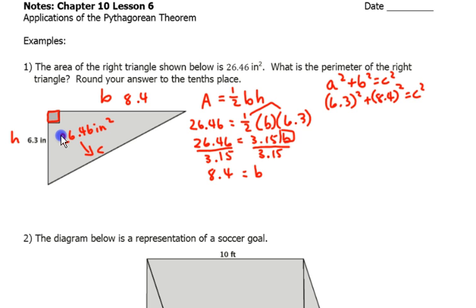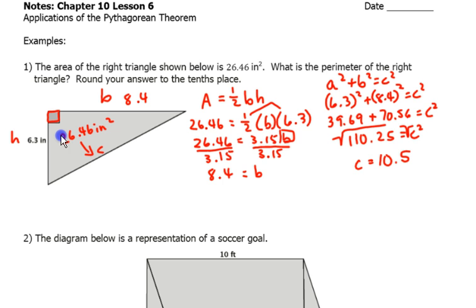6.3 squared is 39.69. 8.4 squared is 70.56. So then I add these two together. 110.25 equals C squared. I take the square root of both sides. And I get C is 10.5 inches.